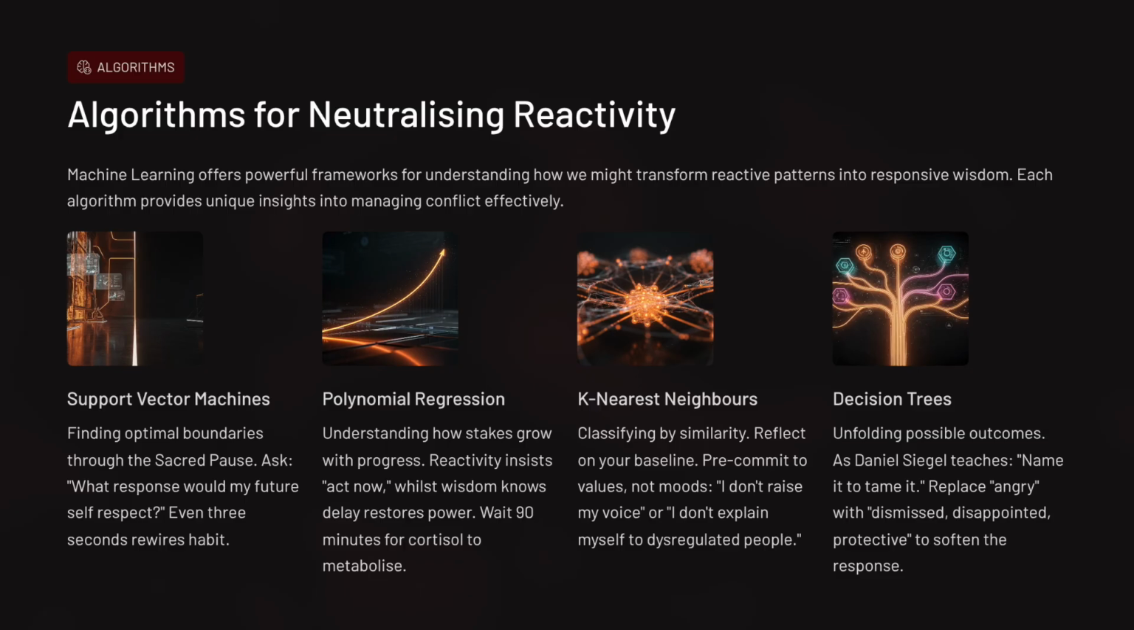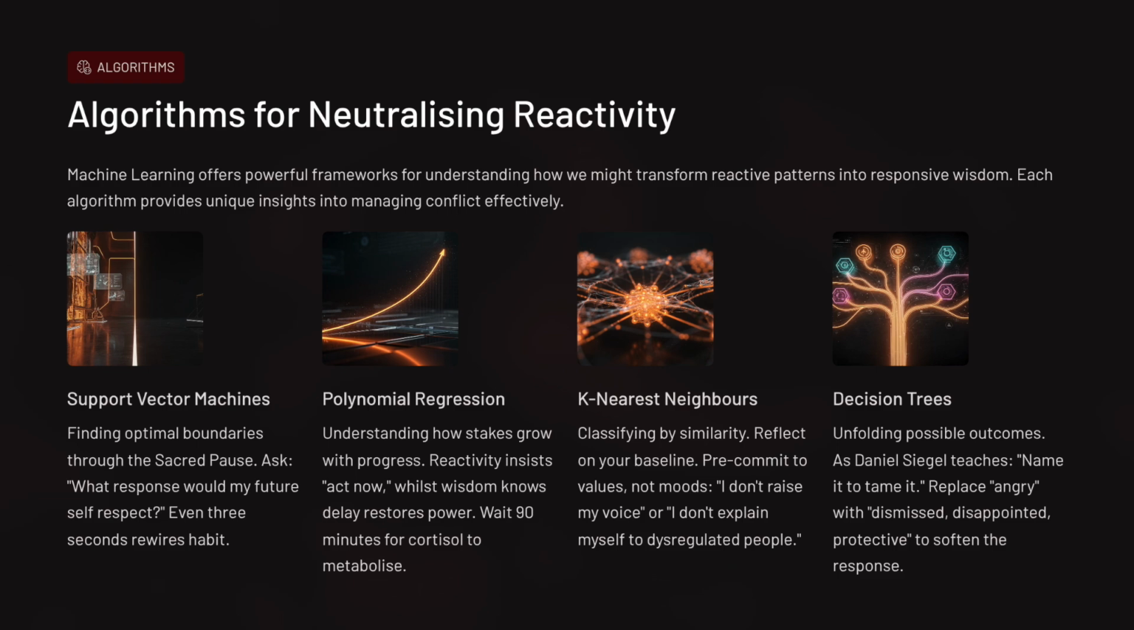Decision trees unfold all possible outcomes of a decision. Reminds us of the effect Daniel Siegel's thesis, Name It to Tame It, may have on our reaction. Angry keeps the brain lit, while dismissed, disappointed, protective softens it. Don't forget, labeling emotions calms the limbic system and reactivates the prefrontal cortex.